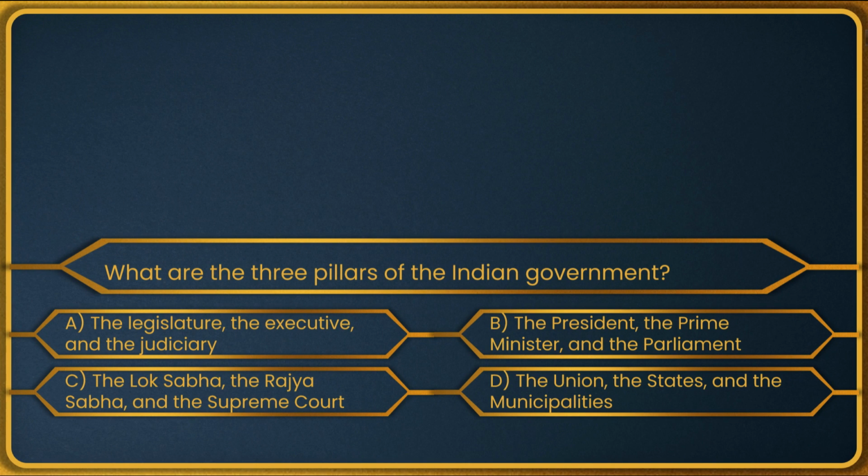Next question. What are the 3 pillars of the Indian government? Option A. The legislature, the executive, and the judiciary. B. The President, the Prime Minister, and the Parliament. C. The Lok Sabha, the Rajya Sabha, and the Supreme Court. D. The Union, the states, and the municipalities.